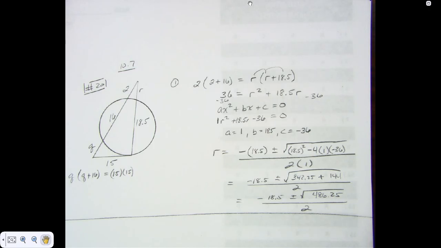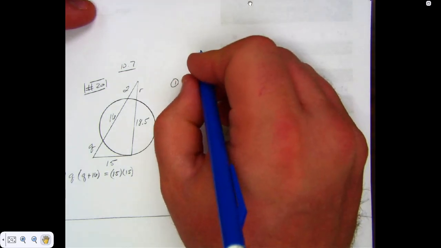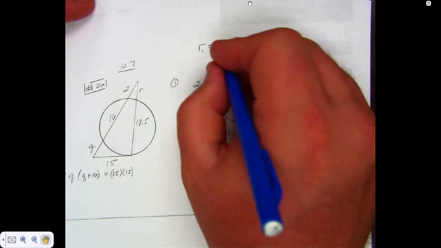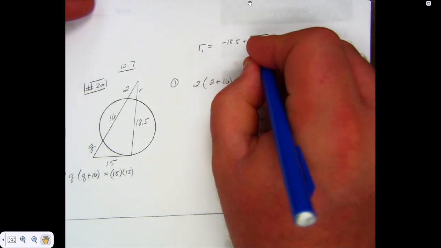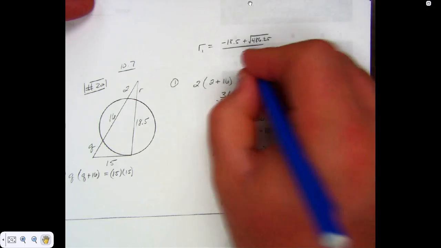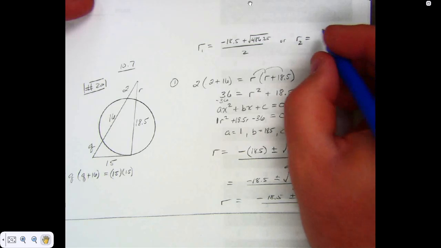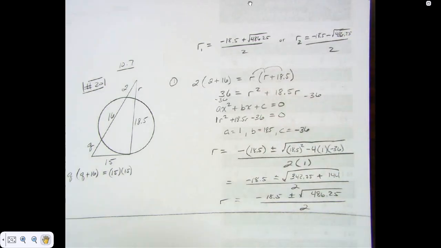Okay, here's the deal. It's at this point that you basically have two solutions. You have plus this and minus this. And since you're rounding to the nearest tenth, basically one of your solutions is r is equal to negative 18.5 plus the square root of what? 486.25 over what? 2. Or r2 is equal to what? Negative 18.5 minus square root of 486.25 over 2.